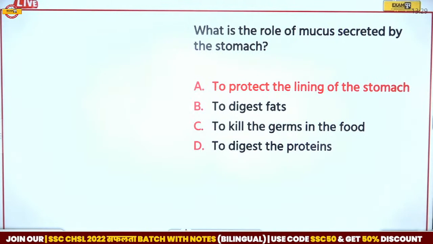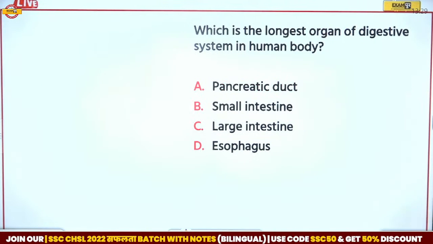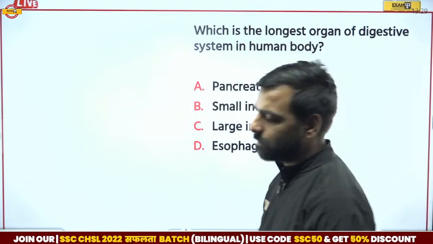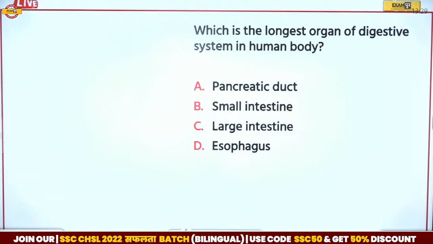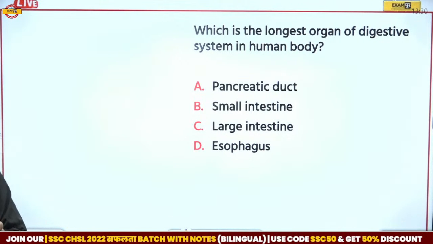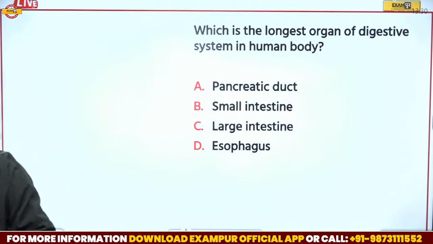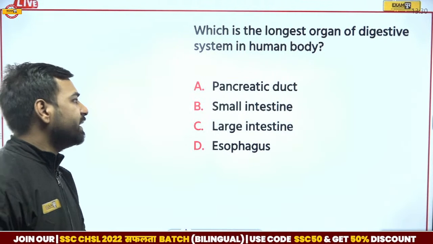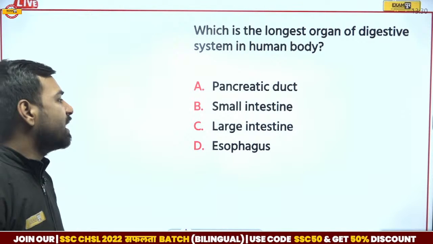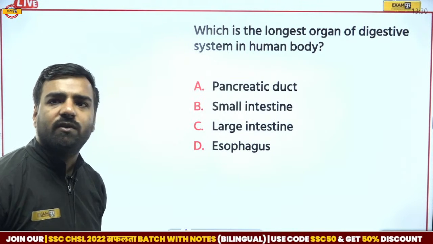Okay, next we have, which is the longest organ of the digestive system in our body? Is it pancreatic duct, small intestine, large intestine or esophagus? What do you think? And Kanak, it's good that you're giving all the correct answers. Very happy. So my question is, which is the longest organ of the digestive system in our body? Is it pancreatic duct, small intestine, large intestine or esophagus? What do you think? What is the correct answer?